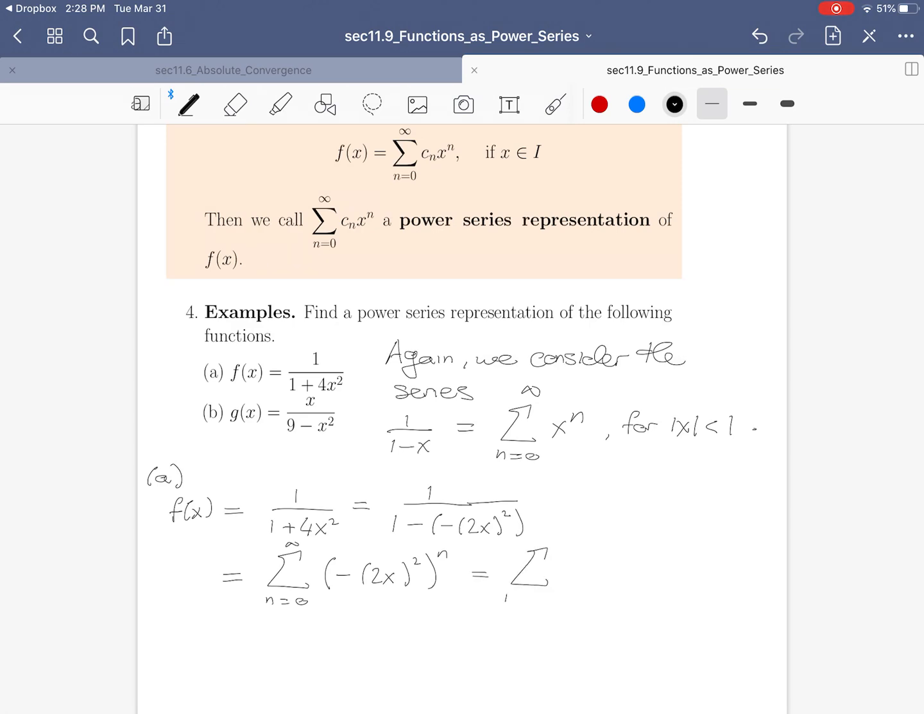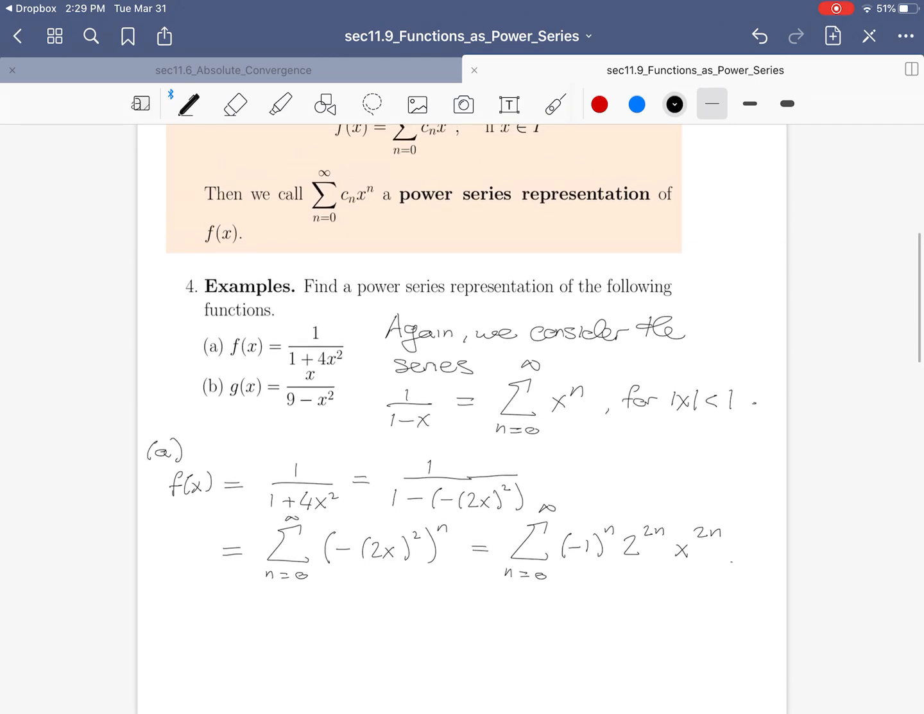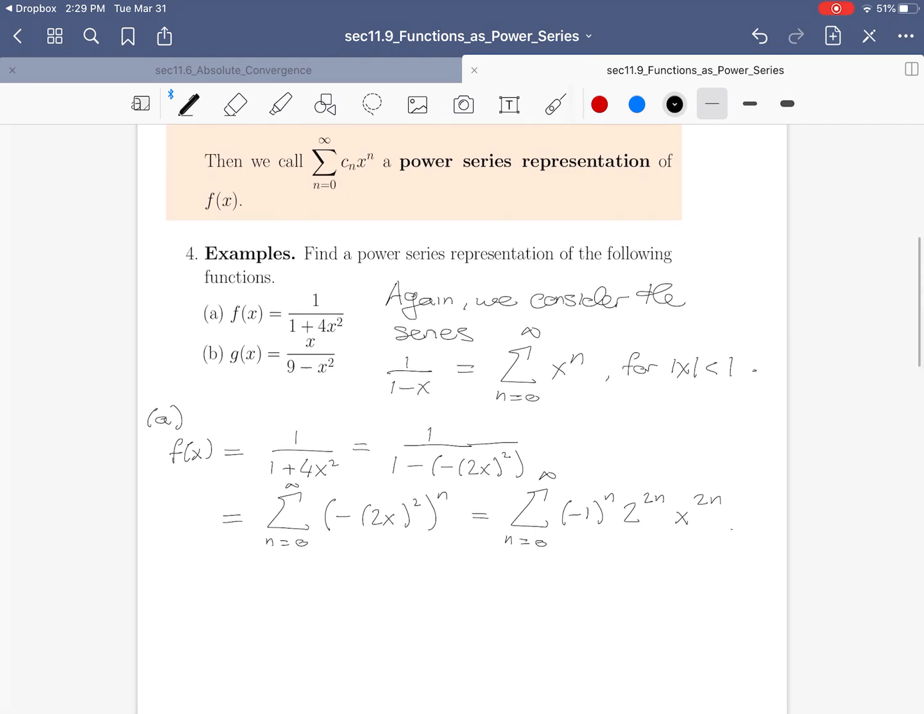And let's separate out the terms here, so we can write this as the sum from n equals 0 to infinity of negative 1 to the n, 2 to the 2n times x to the 2n. So that's our power series representation. What we need to do now is find the interval of convergence.